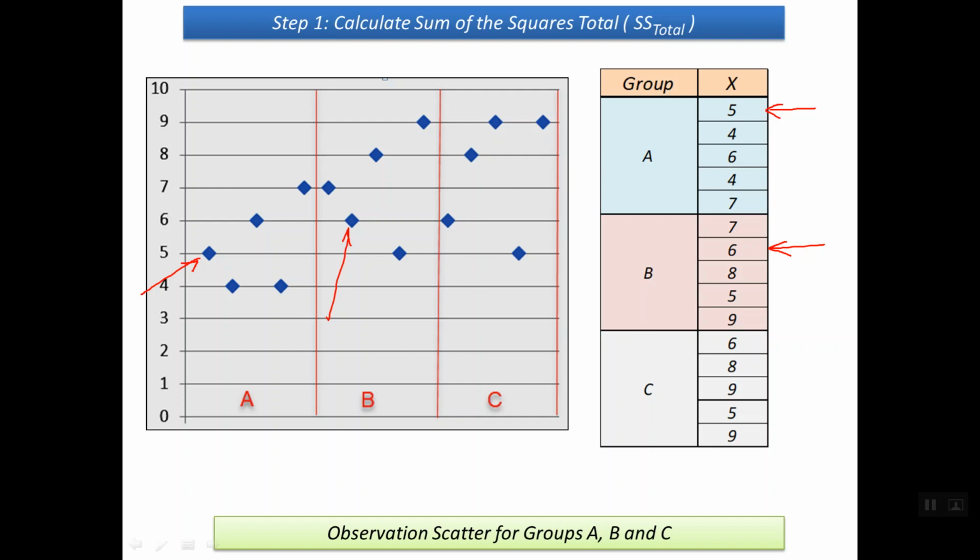The understanding of the SS total. The SS total simply represents the variability, or the variation, or the scattering of the observations. So the first step to determine the value of the variability of all these observations is to get the grand mean for all of the observations for the three groups.